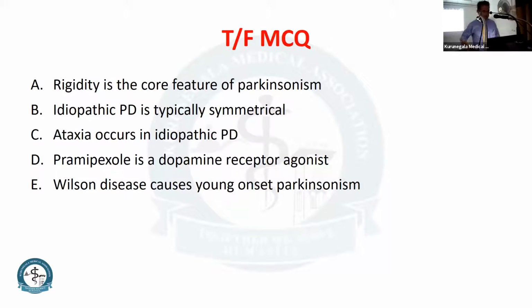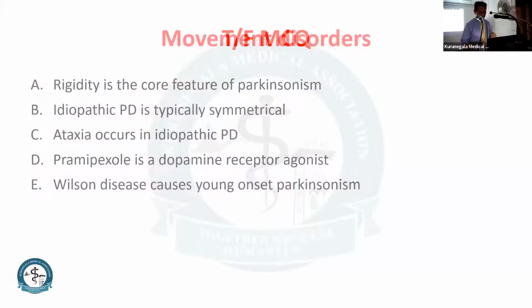And final one, Wilson's disease causes young onset Parkinsonism. True? False? That's all right. So now I'm going to show the same multiple choice question at the end of the lecture. And if you have learned something from the lecture, then you will be able to answer all 5 questions. So pay attention. And here we go.